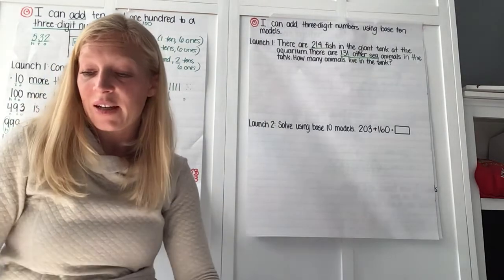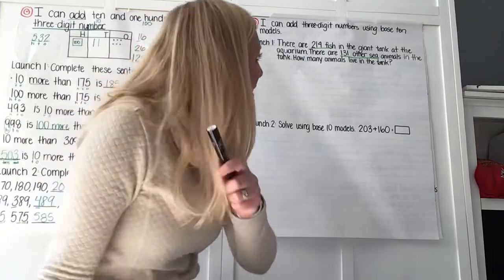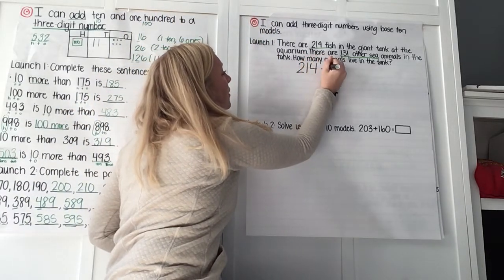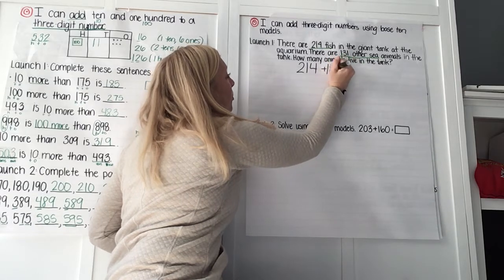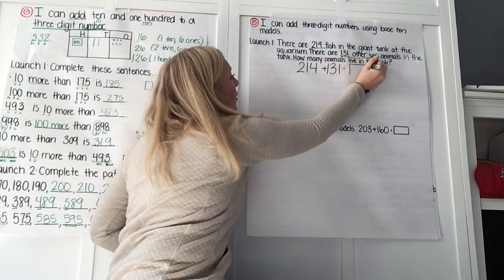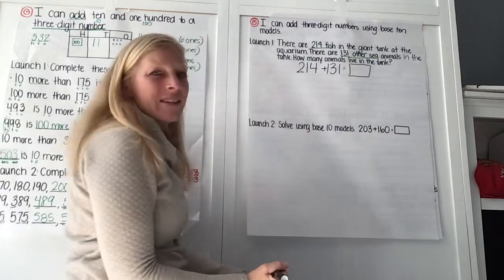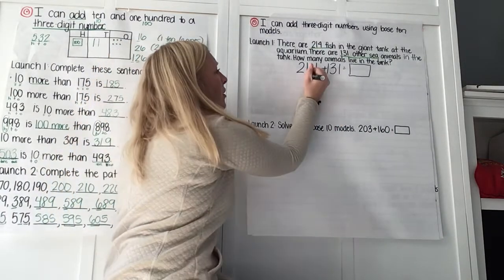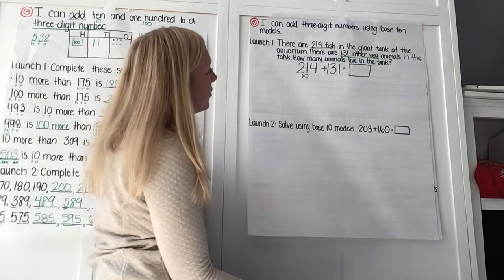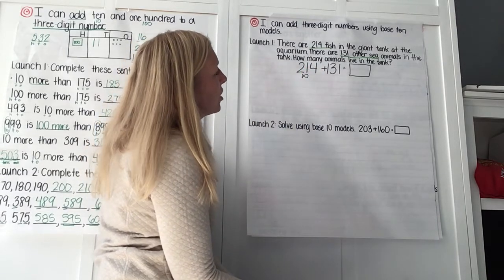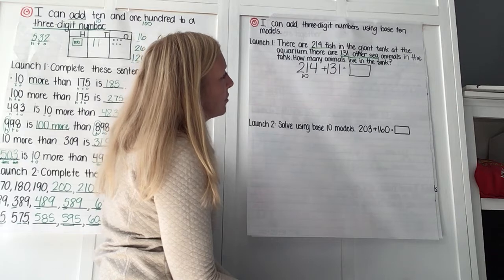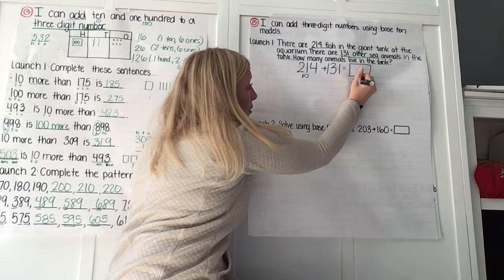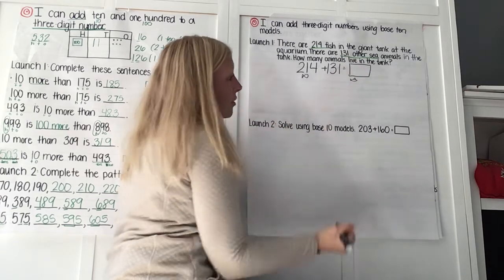What equation might be right to match this story? Ooh. And why does this equation match this story? What does the 214 represent? The fish. What does the 131 represent? Ooh, the other sea animals, maybe like a little shark. Okay.